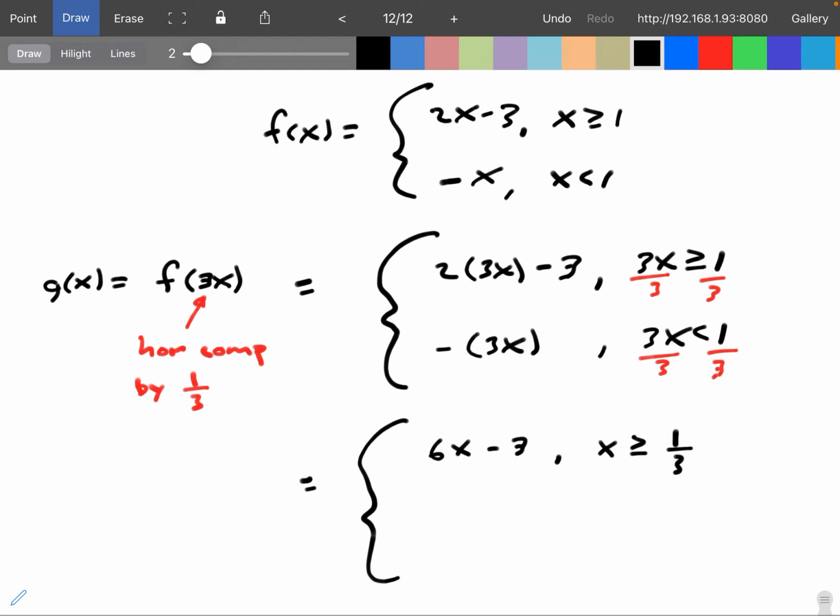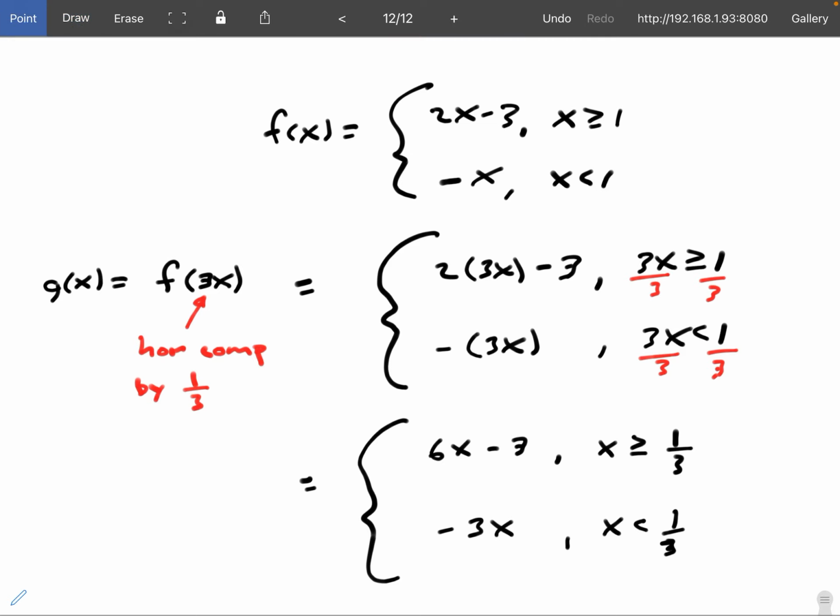So if we do that, then this domain on the top piece is going to become x is greater than or equal to 1/3. And then the bottom branch is just the negative of 3x, which is negative 3x, and that's going to be where x is less than 1/3. So hopefully if you kind of caught on, we're going to do some stuff tomorrow where hopefully this stuff will start to sink in a little bit.